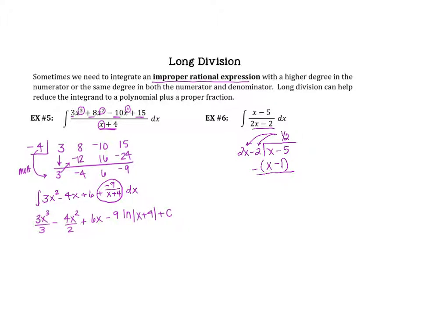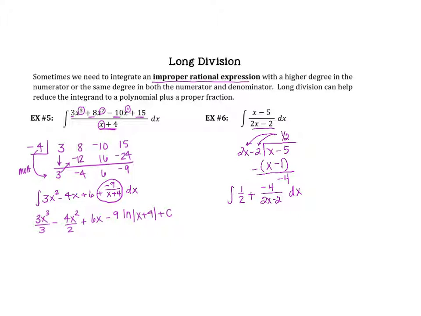X minus x is 0 x's. Negative 5 minus the negative 1 is going to be a negative 4. And so now look at what we've created, which is something weird. We're going to have the integral of 1/2, because it will go 1/2, and then we have plus negative 4 over 2x minus 2 dx.